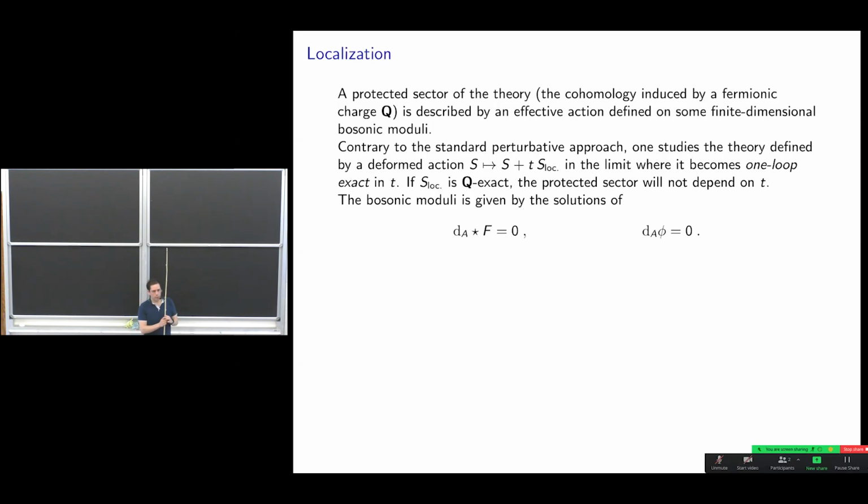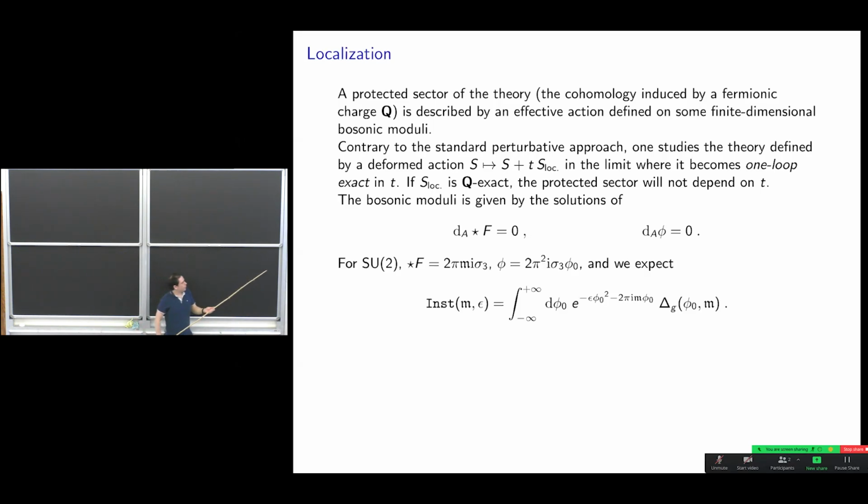So before actually performing the explicit localization computation, let's see what our result should look like. We know that the bosonic moduli will be given by solutions of the Yang-Mills equation, but also the supersymmetry algebra that I showed you in the first slide suggests that the bosonic moduli is also spanned by these solutions here. So we are looking at constant profiles for the auxiliary scalar that live in the Cartan subalgebra of the gauge group.